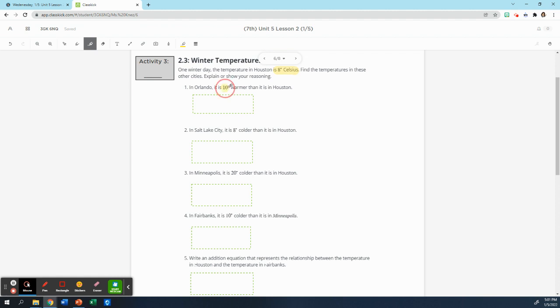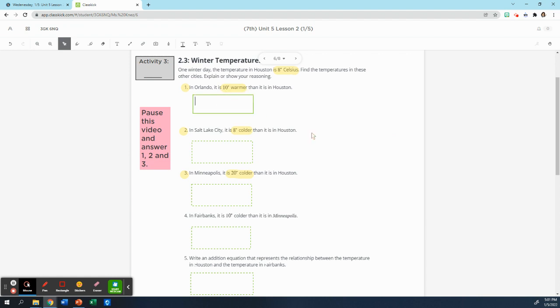In Orlando, it's 10 degrees warmer. In Salt Lake City, it's 8 degrees colder. In Minneapolis, it's 20 degrees colder. And that's the key information you need to answer questions 1, 2, and 3. Your directions are to go ahead and pause this video and answer 1, 2, and 3. Okay, your answers should be as follows.